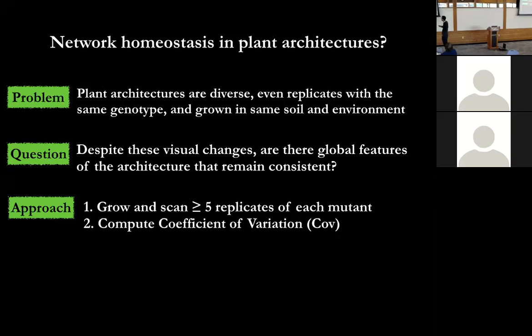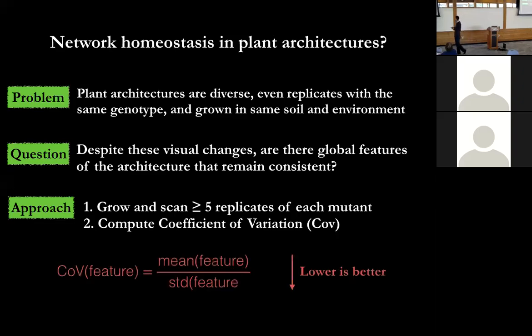Okay, and so the way that we got at this was, for all of these 11 mutants that I just described, we grew at least 5, so about 5 to 10 replicates of each one of these mutants. And then we computed the coefficient of variation for many different features that people commonly look at in terms of architecture. The coefficient of variation is literally, you take the standard deviation of the feature and divide by the mean value, and the lower the coefficient of variation, the less variability there is in that feature. The idea is to find features that, at least for the same genotype, have a very low coefficient of variation, and that would be a robust descriptor of that genotype.